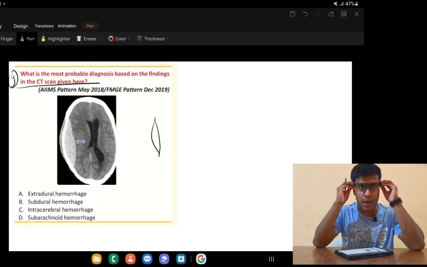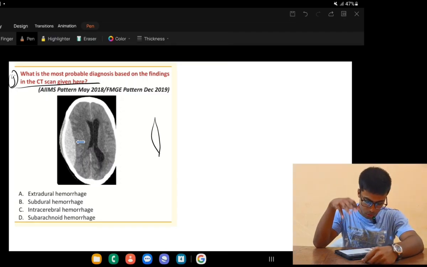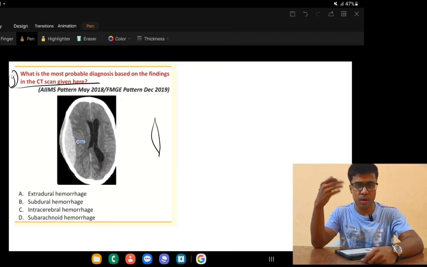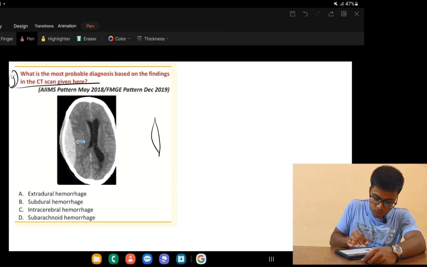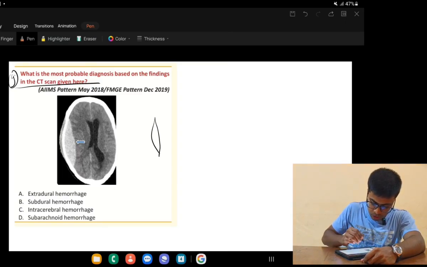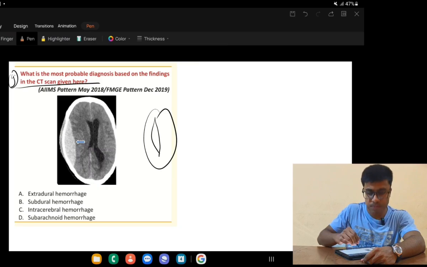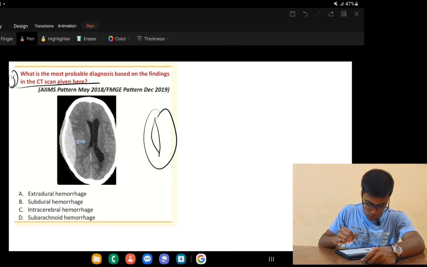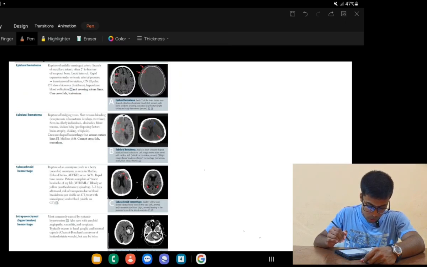In every exam we have 1 to 2 images related to this in radiology or surgery, or sometimes in other different integrated questions. So, probable diagnosis based on the finding in CT imaging. How does it look? Like a lens. Before discussing this, we should know the different kinds of hematomas.